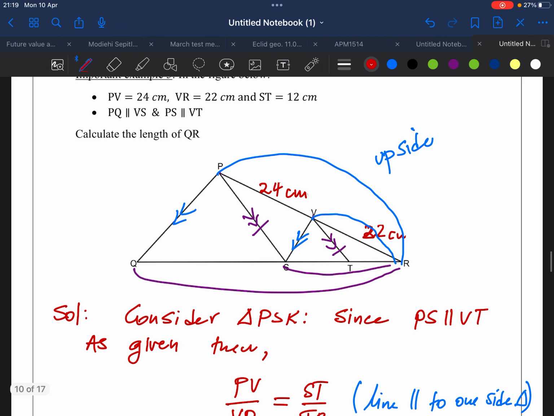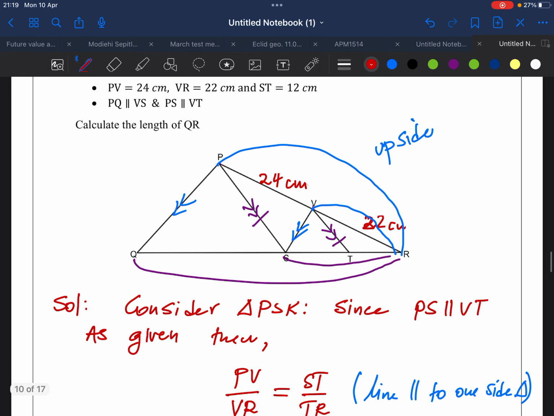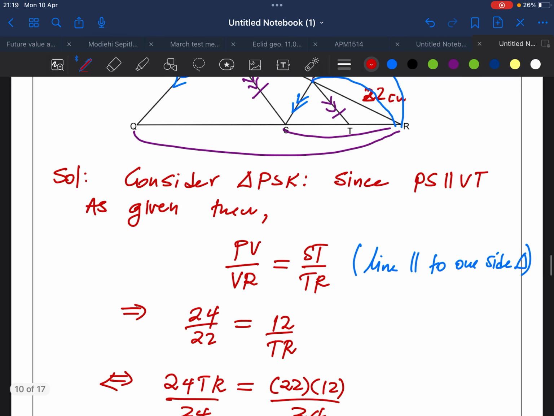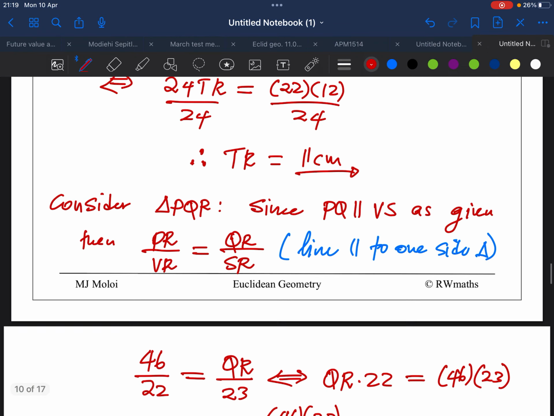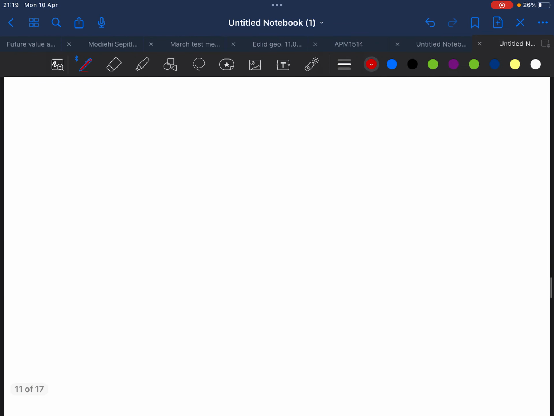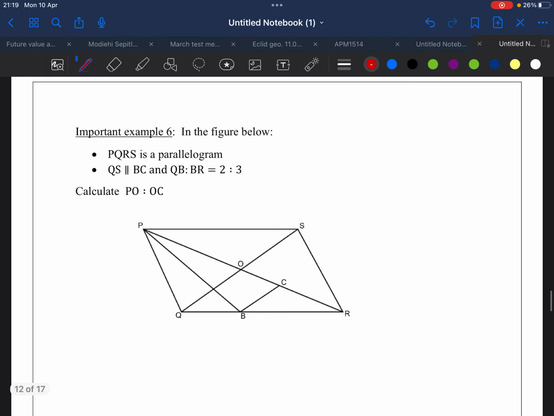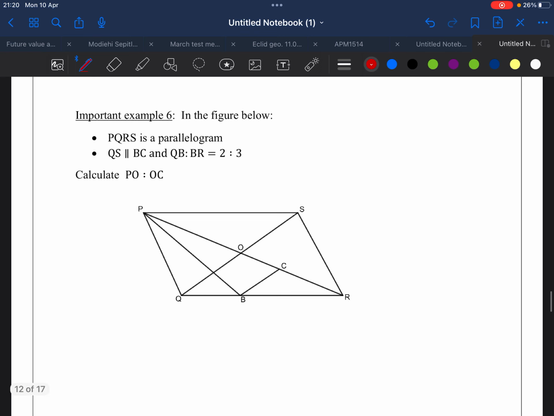So make sure that you understand this question and make sure that you redo this question, you rewrite these solutions in your own handwriting. So remember, as I said yesterday, understanding comes from doing. So if you don't do these questions, you'll never understand them. So now let us go to important example 6. It involves more triangles again, and yes, it's nicer.